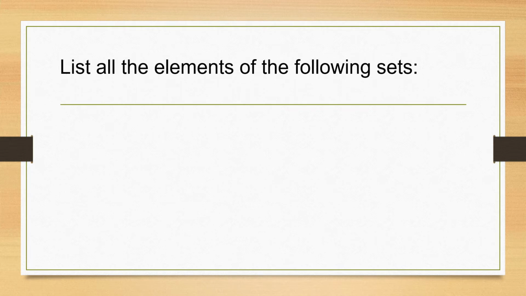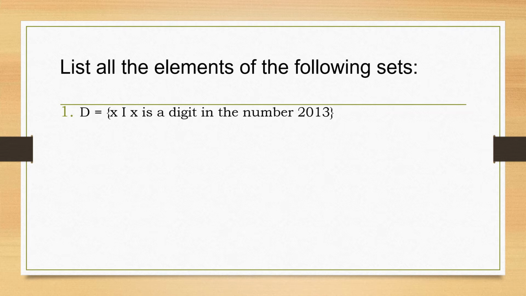List all the elements of the following sets. Okay, so we have here the set D with elements x such that x is a digit in the number 2013. If we're going to write all the elements, we can list down the digits: 2, 0, 1, and 3. Alright, like this. And then number 2.